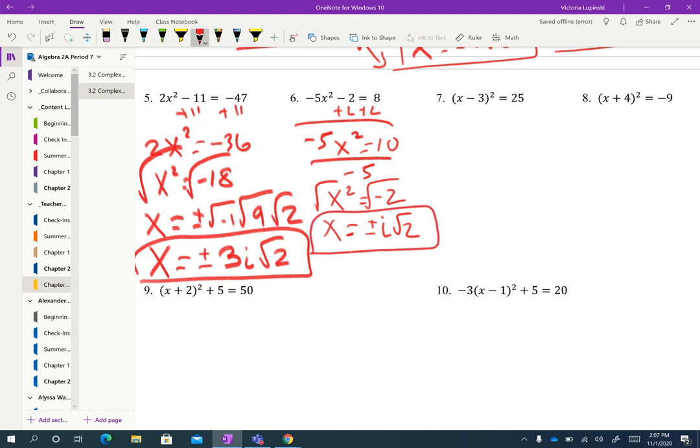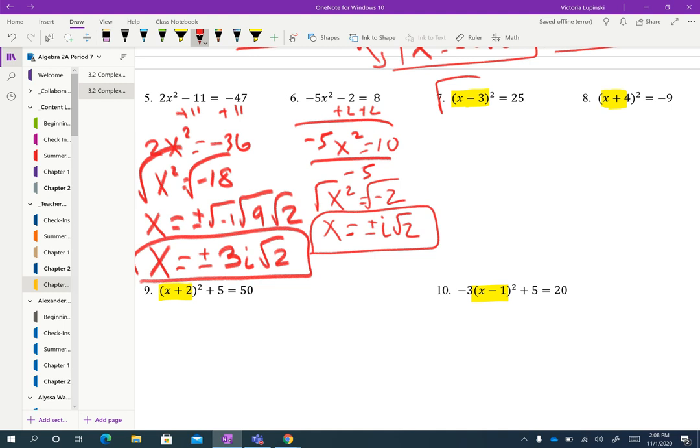The next four problems are slightly more complicated, and we know that they're more complicated because inside of the squared, there is something other than an x. We are not allowed to touch anything inside of that squared until the squared is gone. So we always have to work from the outside in. In number 7, there's nothing on the outside, nothing to add, nothing to subtract. I can't do anything with that negative 3 until I get rid of the squared.